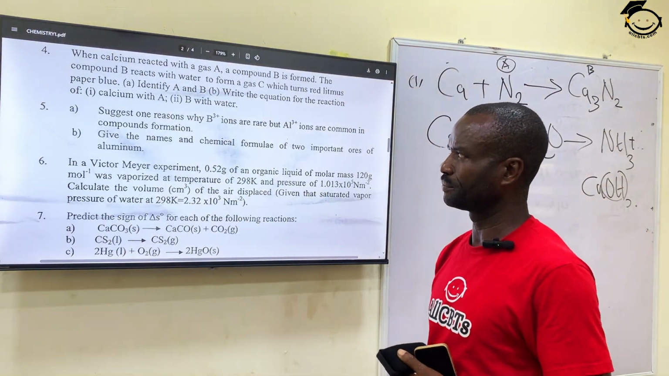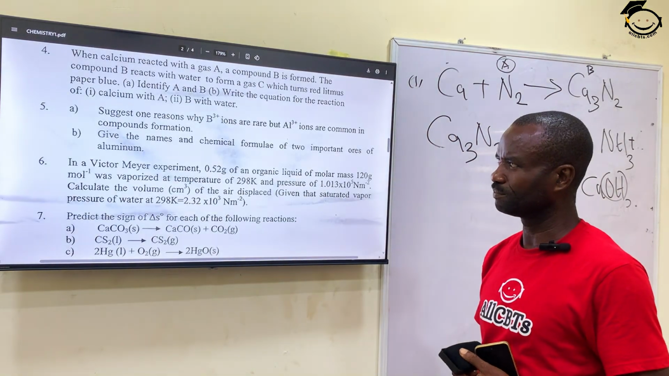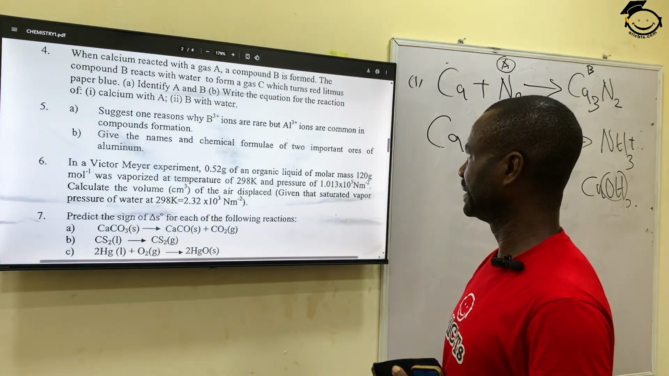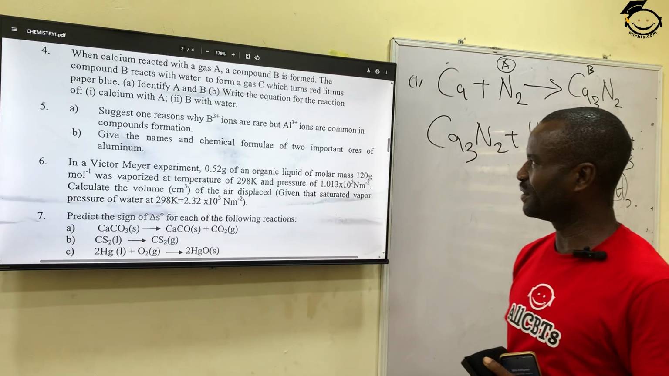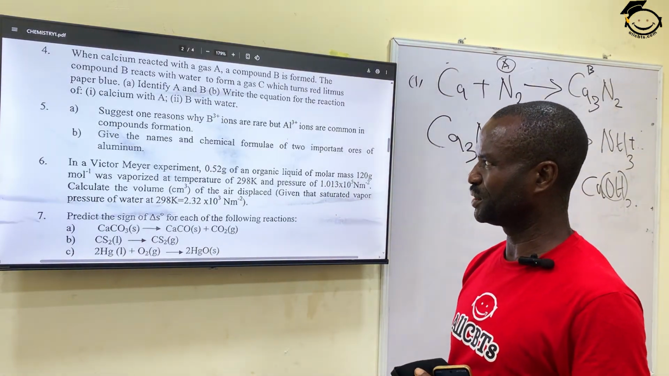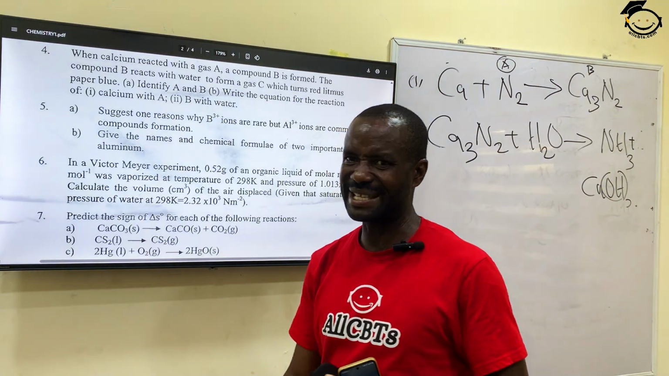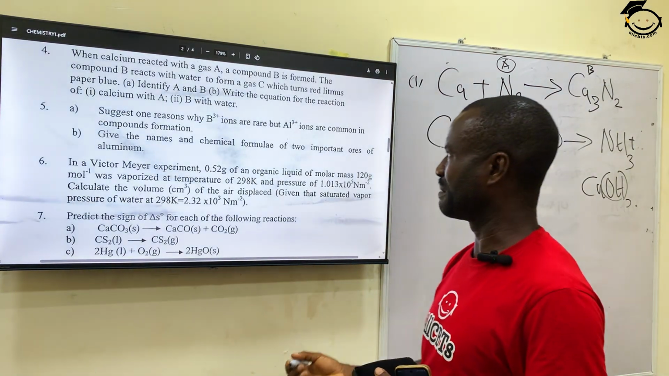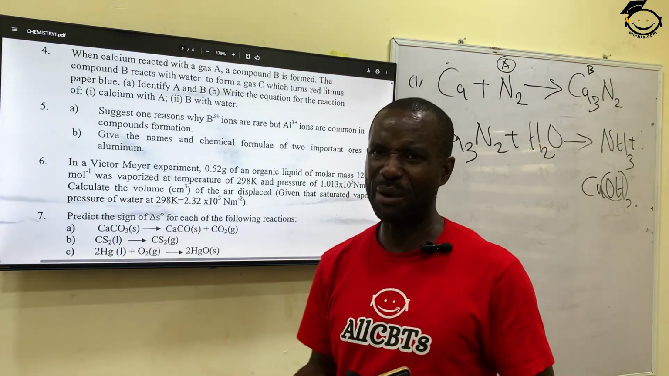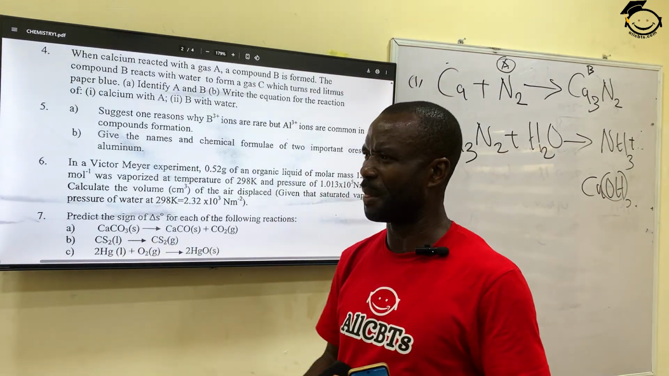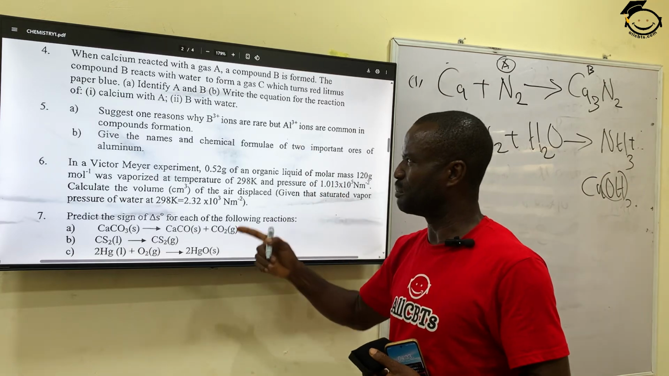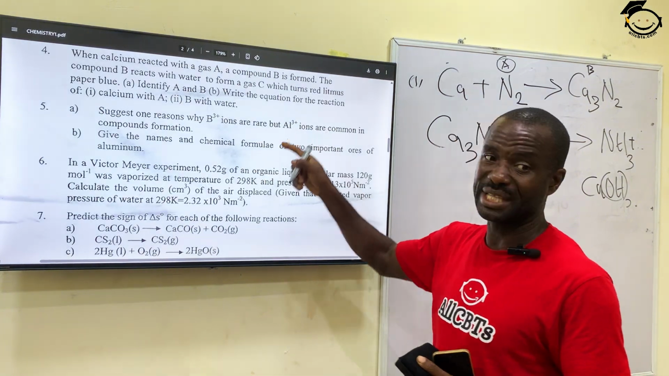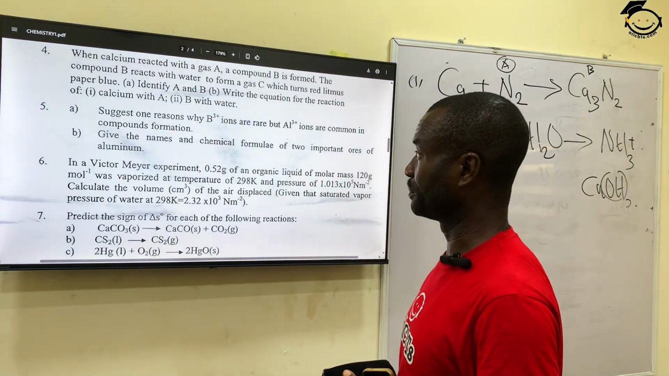Question 5. Suggest one reason why boron ions are rare, but aluminium ions are common in compound formation. Of course, boron is less reactive compared to aluminium. Aluminium will react with any element that comes in contact with it. So no wonder we have several compounds containing aluminium because of its reactivity. Boron is less reactive than aluminium, so you expect aluminium to be contained in most of these compounds.